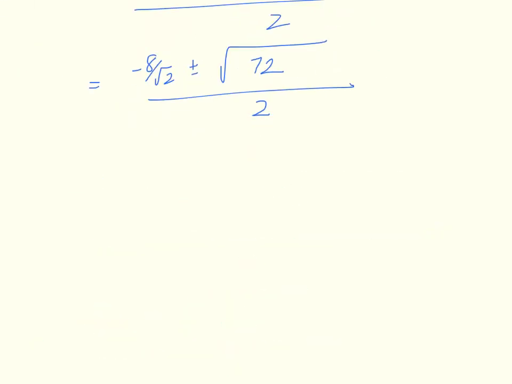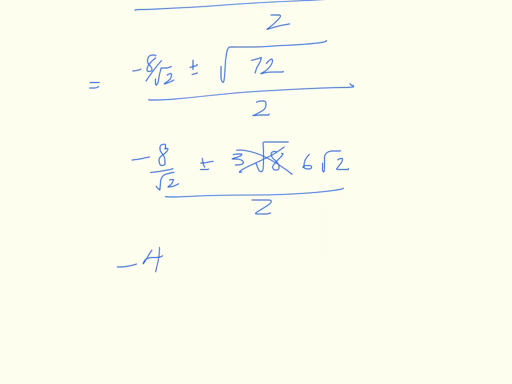Now what? We've got to simplify the radical, 72. True. So there's an 8 in there, and there's a 9. There's an 8 and a 9. Okay, so the 9 becomes 3 root 8, right? Minus 8 over root 2 plus minus 3 root 8. But then 3 root 8 becomes what? It should be 6 root 2. Okay, so we'll write 6 root 2 over 2. All of that over 2, right? So in other words, I have minus 4 over root 2 plus minus 3 root 2.